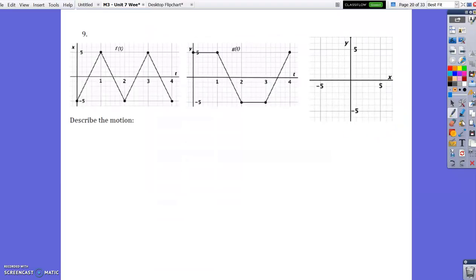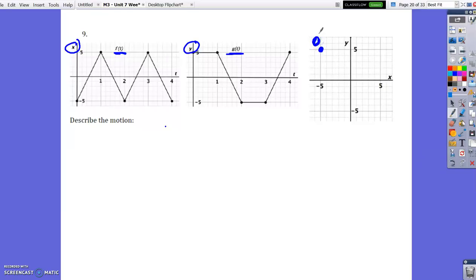So your homework has these strange looking graphs and is asking you to describe the motion and then try to draw it onto a regular coordinate plane. So in this picture we have x as a function of time, and in this picture we have y as a function of time. And so that's what we have going on here. And so at time 0, x is -5, and y is +5. So we're starting here. That's time 0.